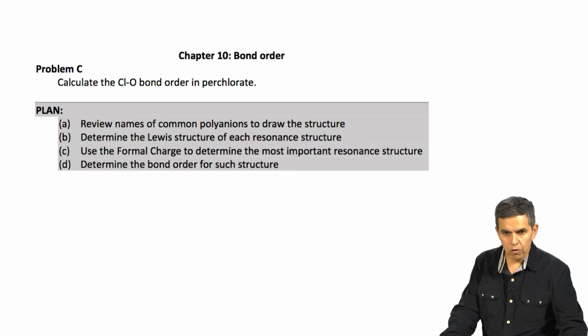The first thing that we have to do is review the names of common polyanions so that we can draw the structure. Then we will use the Lewis structure of each resonance structure that is possible for this particular compound or ion. Then we will calculate the formal charge to determine the most important resonance structure. And finally, we will determine the bond order from the number of double bonds or single bonds that are present in that structure. So the general formula for perchlorate is ClO4-.